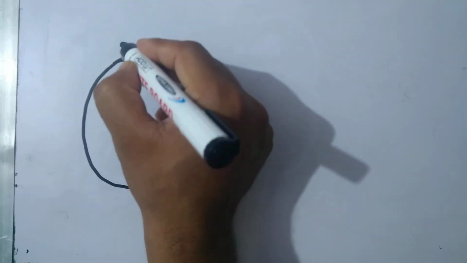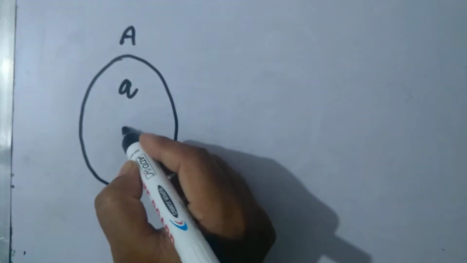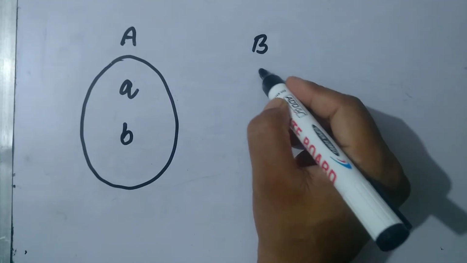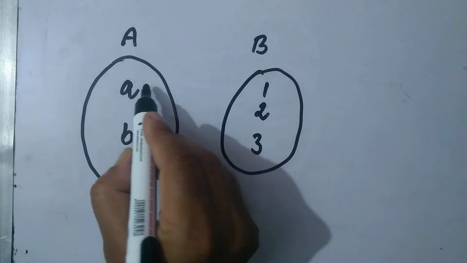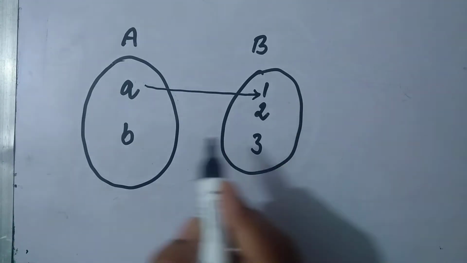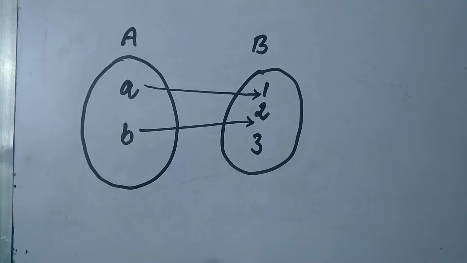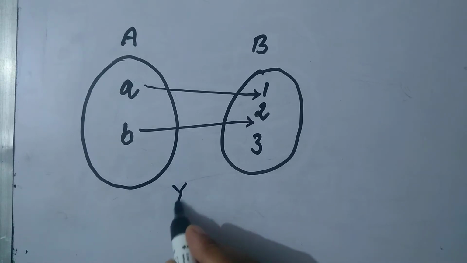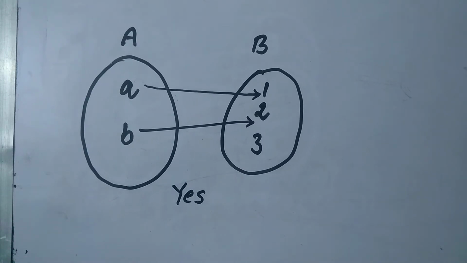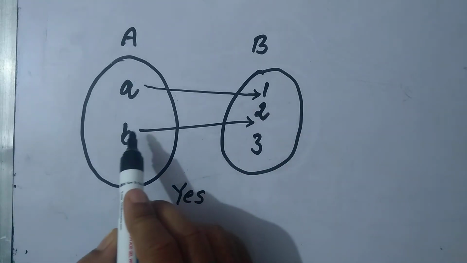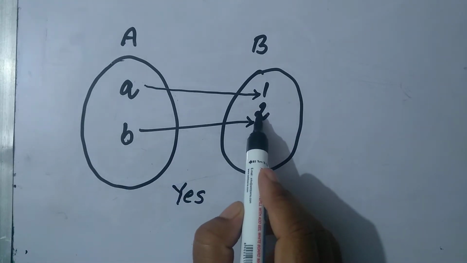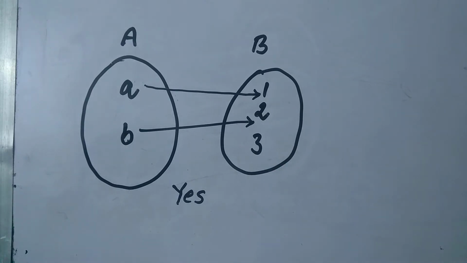Let us take one more example. Set A having elements A, B. Set B having elements 1, 2, 3. So if A has image 1, B has image 2, then what do we say? Yes, this is a function. Why is this a function? Because A has a unique image which is 1, B has a unique image which is 2. So this is a function.